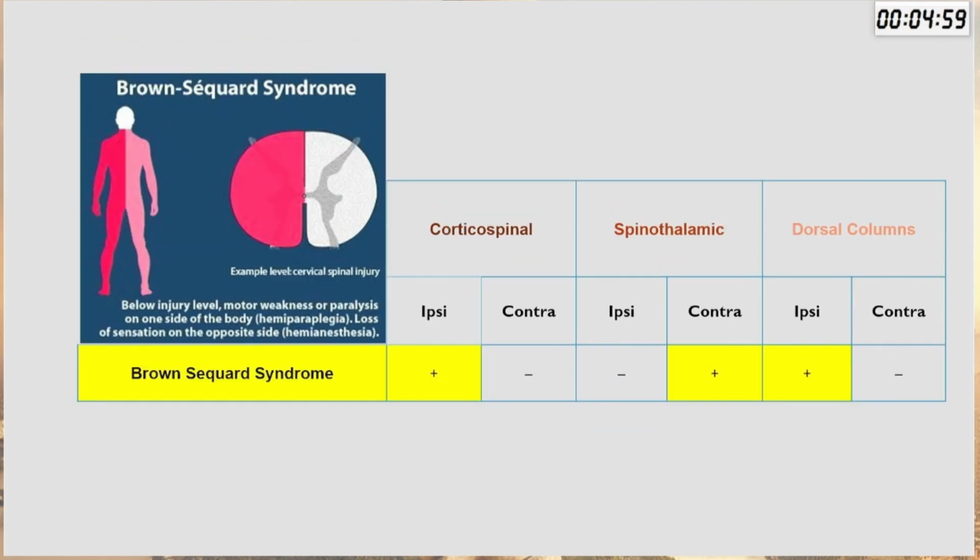The Brown-Séquard syndrome, we will have unilateral affection: ipsilateral affection of the corticospinal tract and the dorsal column, and contralateral affection of the spinothalamic tract.